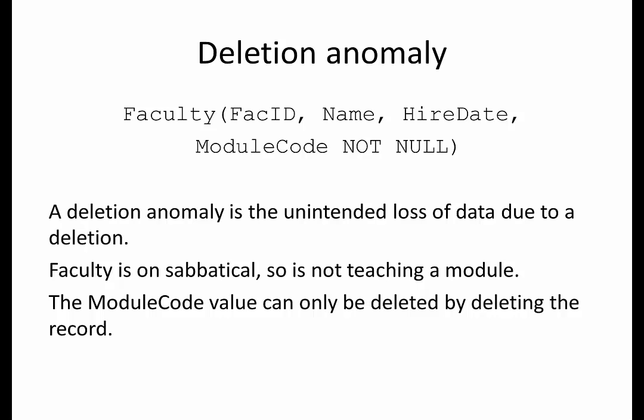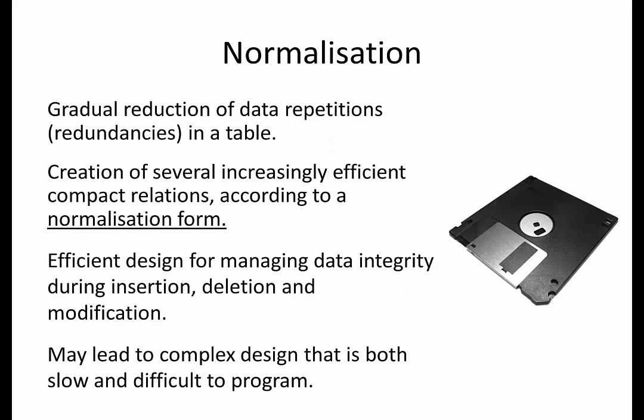to delete their entire faculty record. So we're deleting data, as in these three fields, because we want to delete this. So the module code can only be deleted by deleting the entire record. It forces us to delete data that we shouldn't have to delete to get rid of data that we do want to delete. Okay, so we're trying to avoid those anomalies.